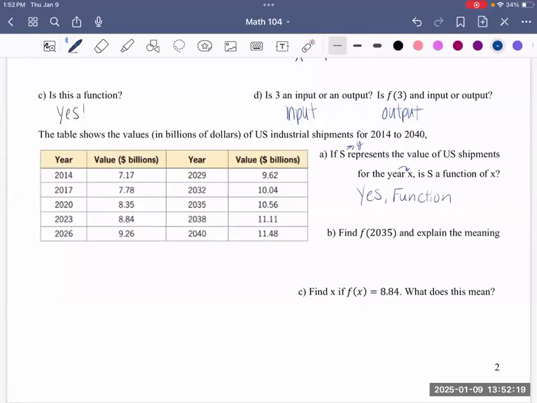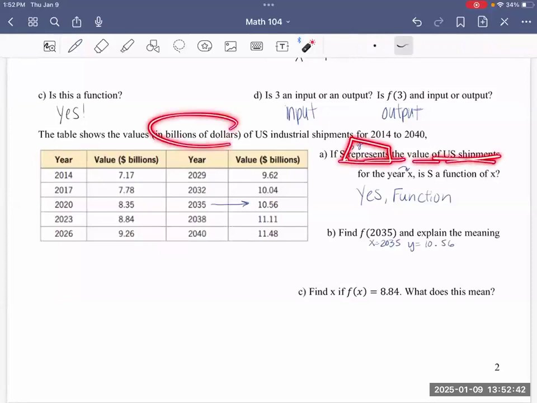And when it says find f of 2035 and explain the meaning. Well, x being 2035, we can locate that as our year, and directly across from it, we know that your Y counterpart is 10.56. Now keep in mind, your Y counterpart represents the value of US shipments in billions of dollars. So how can you pair these two ideas together to create a sentence? Give it meaning.